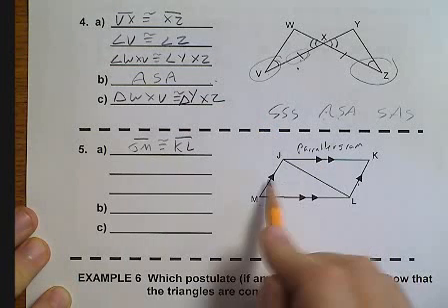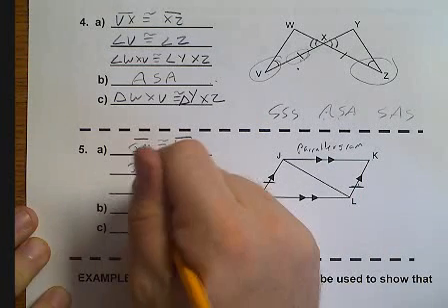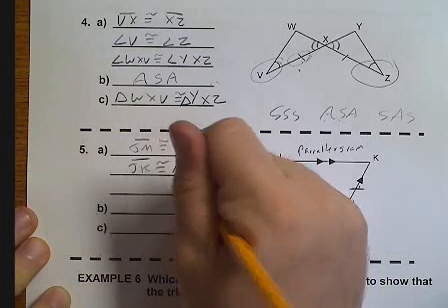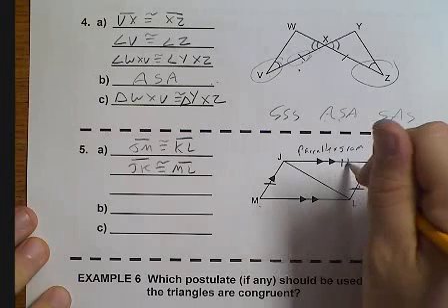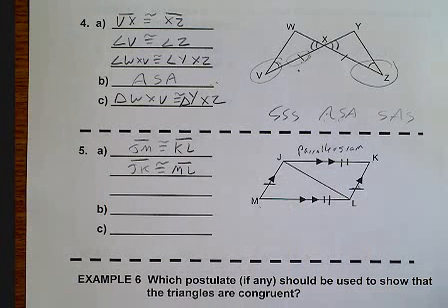Put single hashes there. I know that JK is congruent with ML. Put double hash marks. Now again, this is actually not because of the triangles. The triangles are not what says that. What I'm using are rules of a parallelogram.